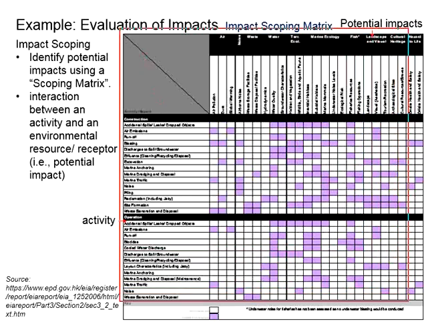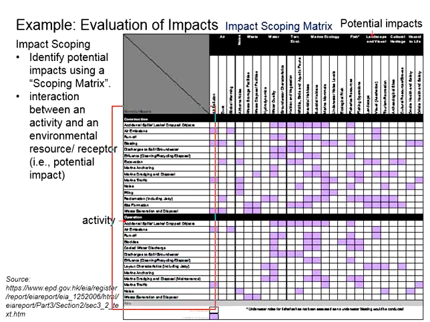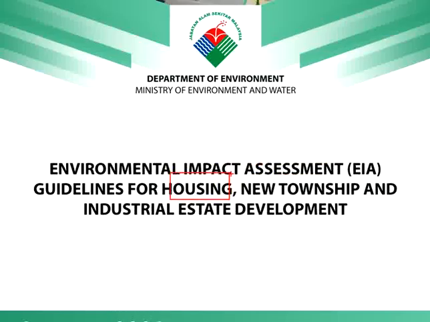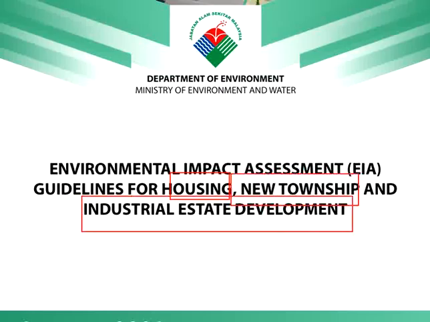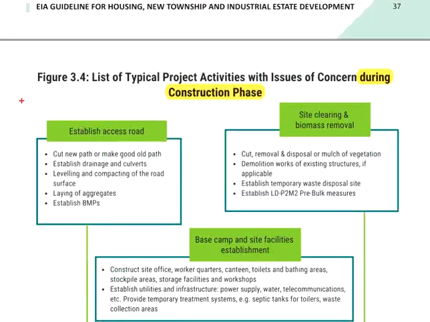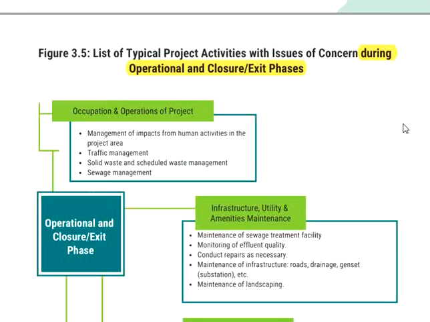This is an example of the EIM matrix. The column here represents the project activities. The project activities shall cover three main stages of the project, which are the pre-construction phase, construction phase, and operational phase. You may refer to the guideline for the housing, new township, and industrial estate development in figures 3.3, 3.4, and 3.5.